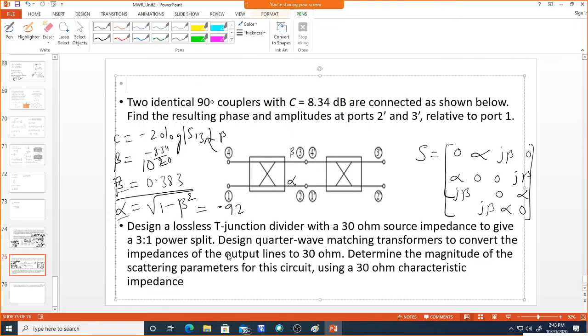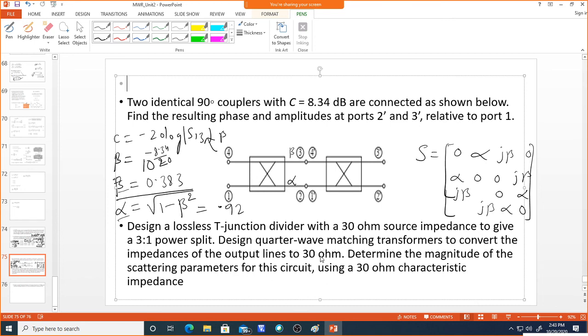So now try to do this problem. Design a lossless T-junction divider with a 30 ohm source impedance to give a 3:1 power split. So generally we equally divide the power. So here it is asked for unequal power division. Okay, 3:1 power split. Design quarter wave matching transformers to convert the impedances of the output lines to 30 ohm.